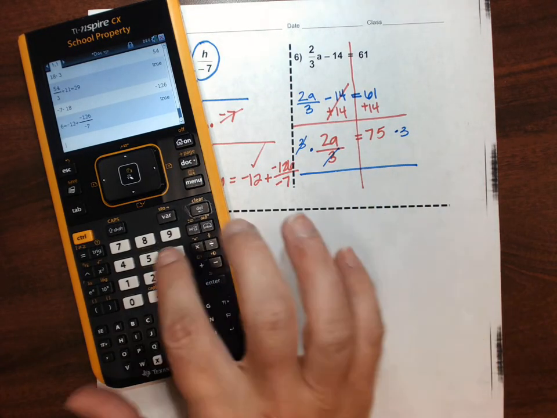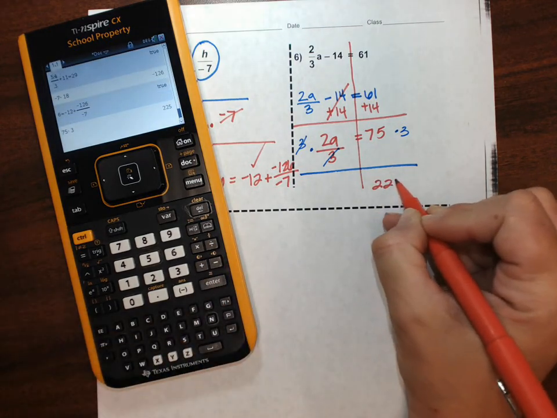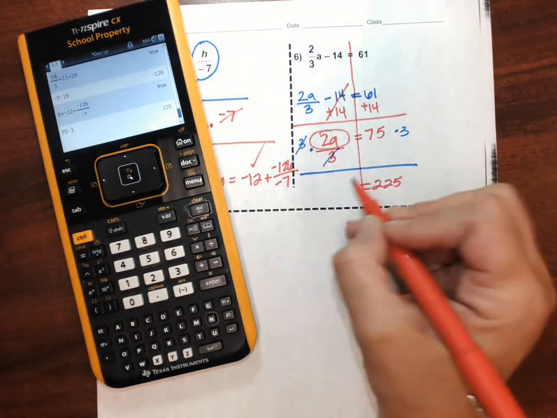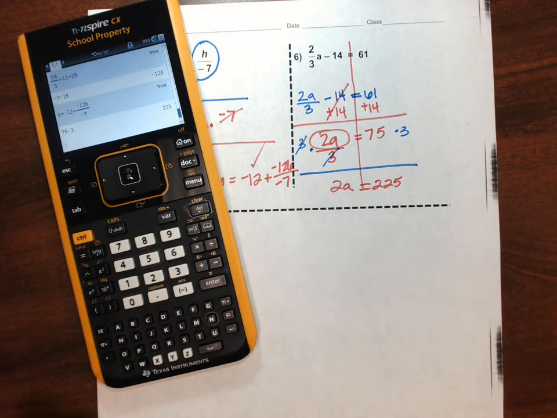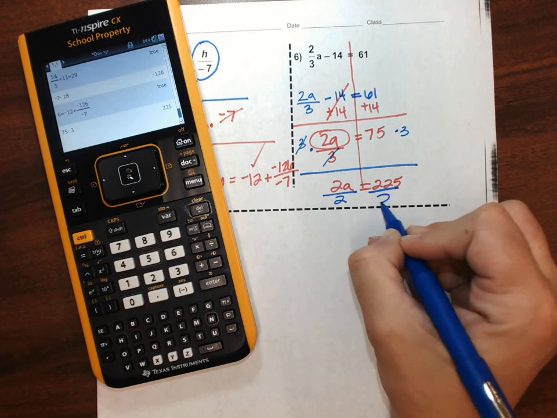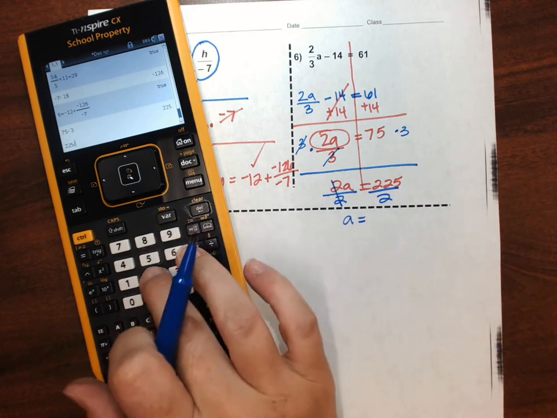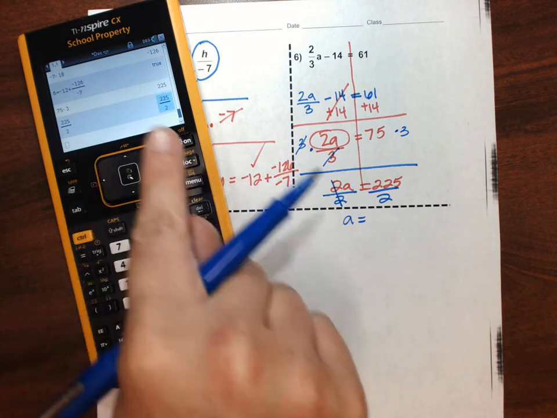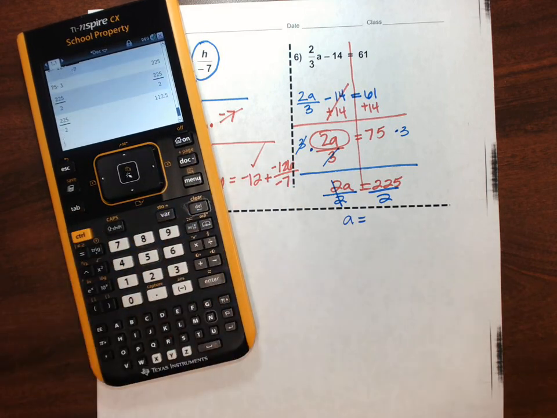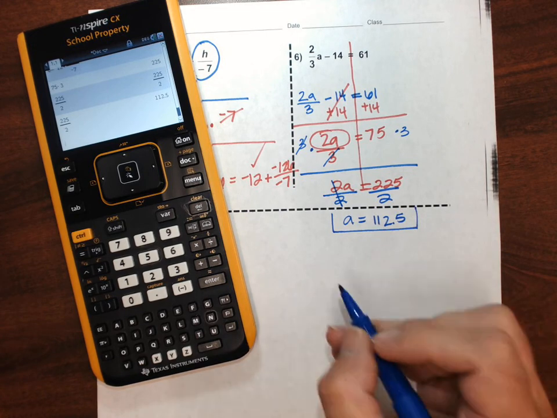So 75 times 3 gives me 225. And I'm going to bring down that 2a. The very last thing I'm going to do, divide by 2. So a will equal, ooh, what do I do there? Just hit Control, Enter. Okay, and then I'm going to go check.